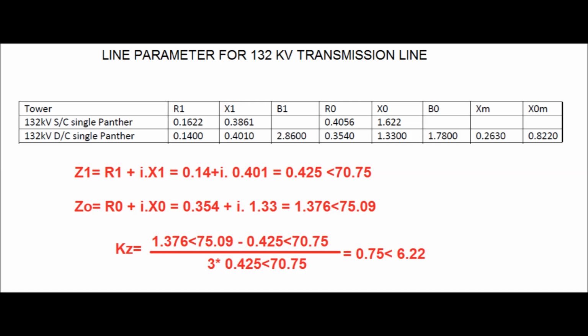The value of the Kz for all the zones should be the same, since the subsequent lines are double circuit lines with single panther conductor. If it is not a double circuit line but a single circuit line, then for zone 2 or zone 3 the value of the Kz will be different.